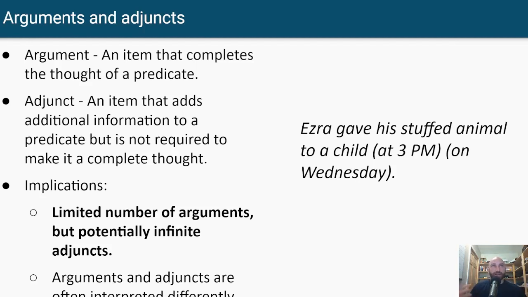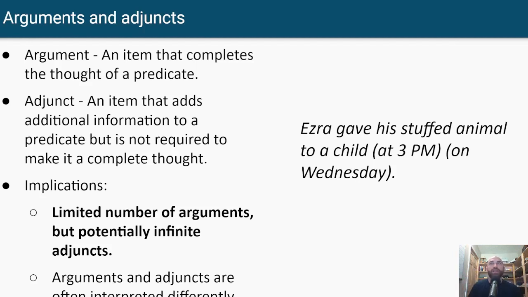Let me go over this definition of argument again. It's an item that completes the thought of a predicate. And an adjunct is an item that adds additional information to a predicate, but is not required to make it a complete thought. So, for example, if I just said "Ezra gave," I don't know what he gave, right? Outside of any context, that is a very incomplete thought. What did he give? Who did he give it to? That's what I would be asking.